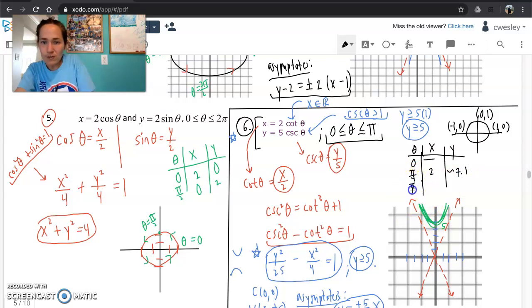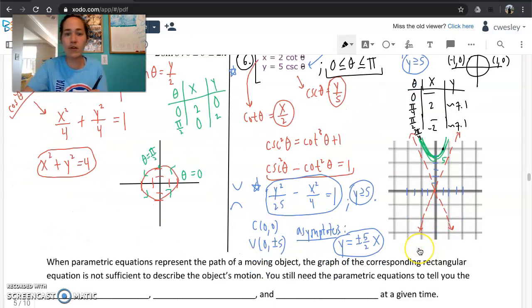I tried pi over 2, but that didn't get me far either. That gave me an undefined value. So the next one that was good was 3 pi over 4. Still in the range. 3 pi over 4 actually gave you negative 2 for your x, because you would have 2 times negative 1, so negative 2 for the x, and the same y value, 7.1. What that means is, as theta increases, you're traveling from this point here, leftward over to that point there. Your arrows need to be pointed, whoops, in the leftward direction. So we'll see how that looks.